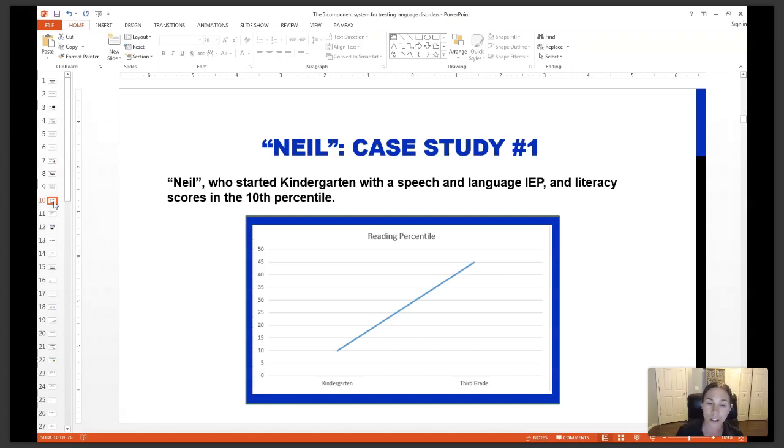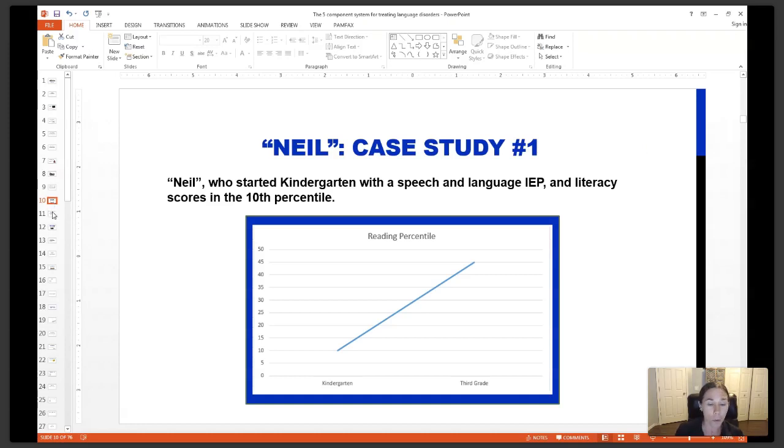He started out in kindergarten with a speech and language IEP, and his literacy scores on the district reading benchmarks, the things they do three times a year for all the kids to see who needs extra interventions, put him in the 10th percentile. He was one of those kids where I thought, okay, he only has speech now, but we will be getting him a full case study, and eventually we're probably going to need more services.